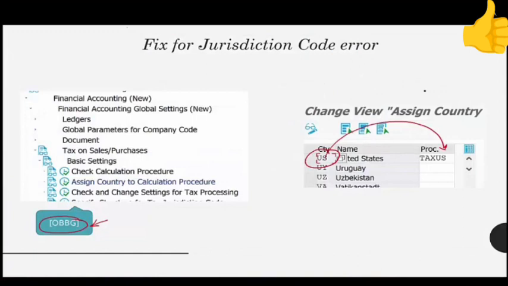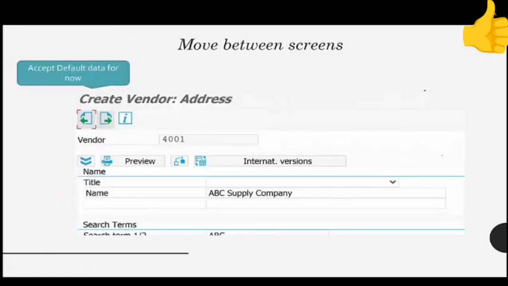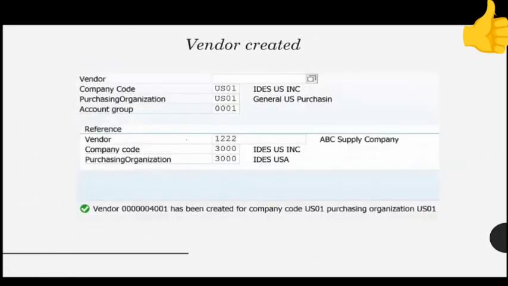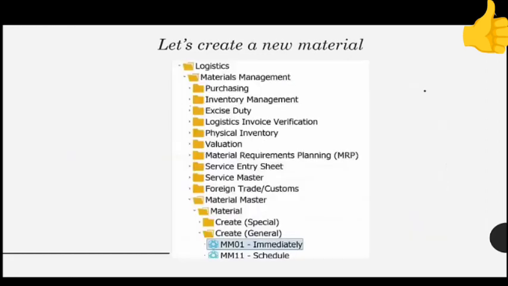So what have we done here? We have started with clearing out some of the errors, like fixing the jurisdiction code problem, setting an input tax percentage of 0. And we have created a vendor 4001 and copied it with reference to 1222. And we've also tried to create our own material. We could not use BP401 because it was not created in the new set of enterprise structure elements.